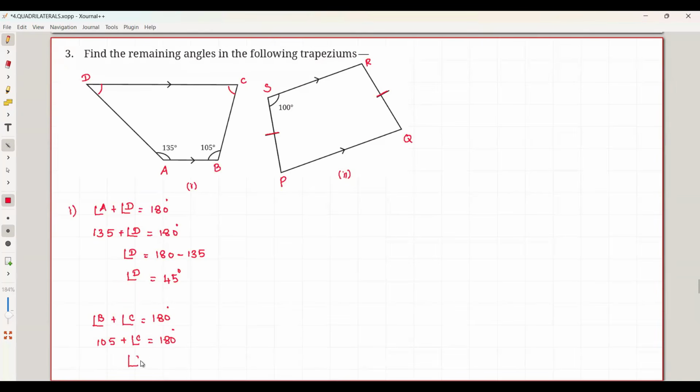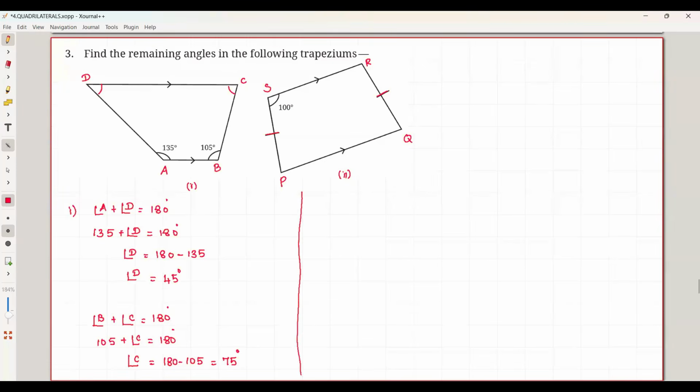Angle C is equal to 180 minus 105, which is 75 degrees. Angle D is equal to 45, angle C is equal to 75. We got it. Now we'll come to the second one.